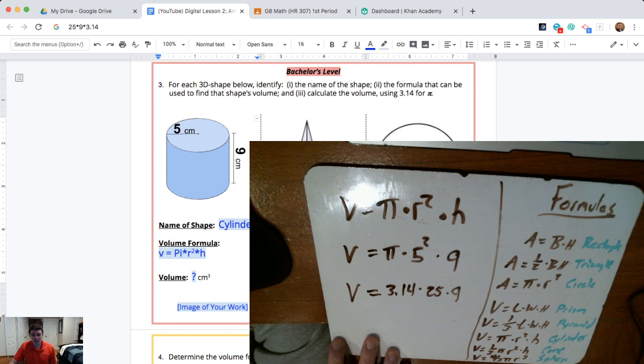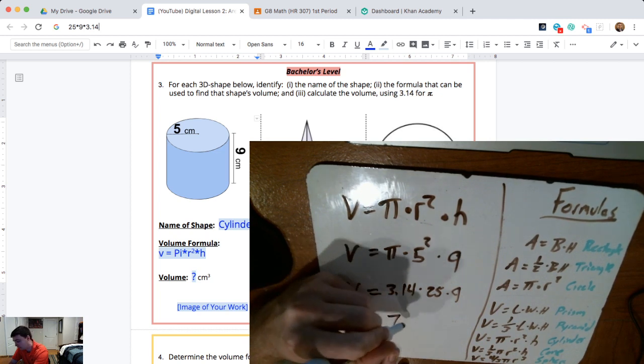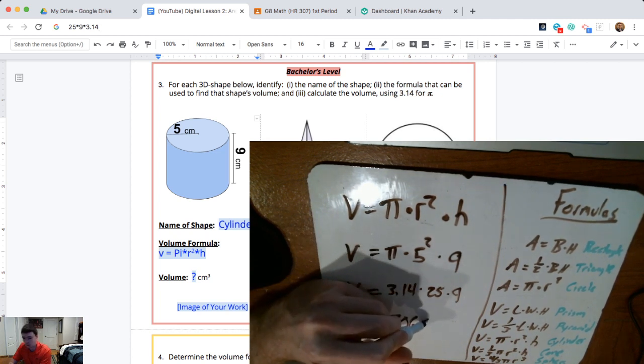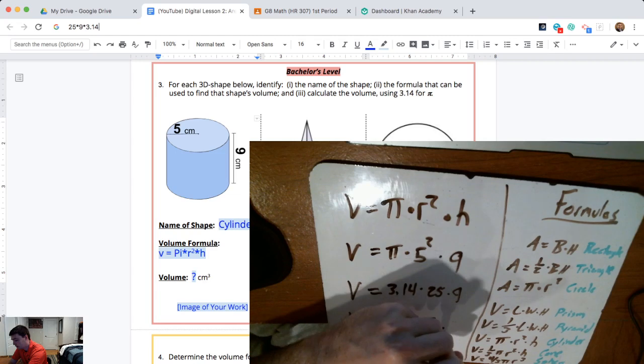DJ misplaced a decimal point, but I think 706.5, what I'm seeing from Christina, and basically saw from DJ. Just need to get that decimal point in the right place. 706.5 cubic centimeters in this case.